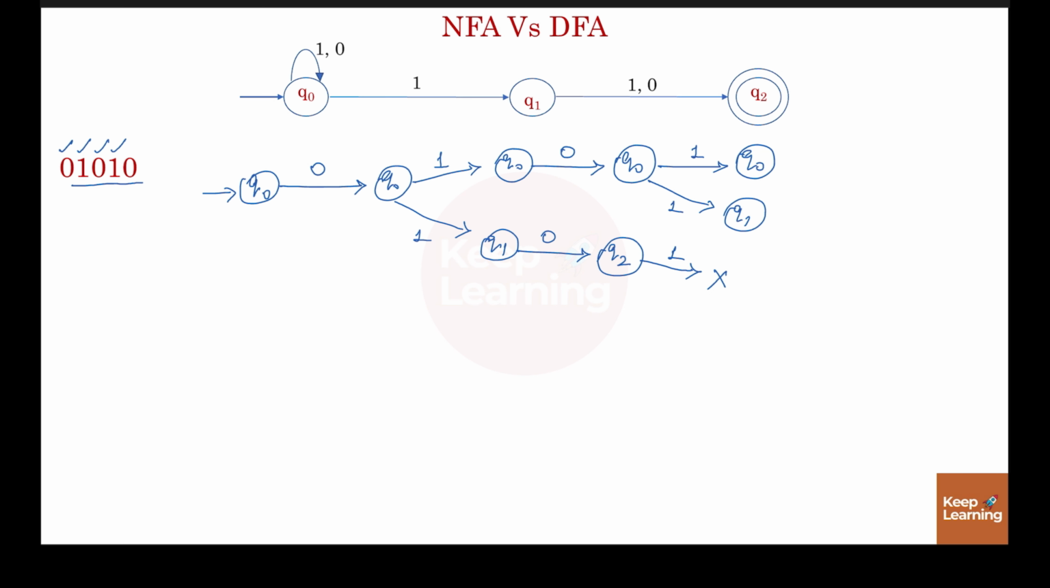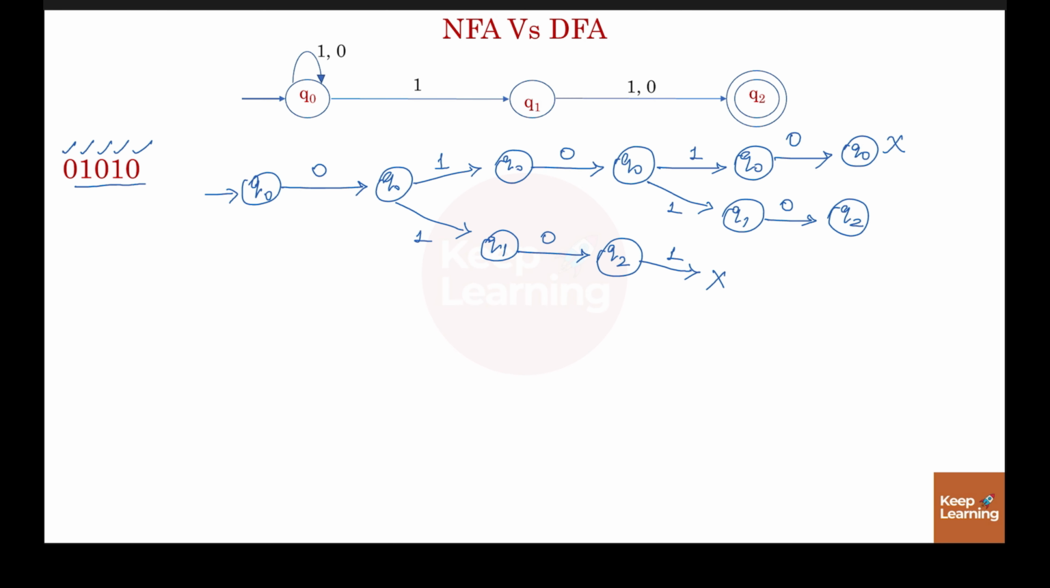Now from Q0 by taking 0 you can reach Q0 itself, and Q0 is not our final state. It means our string is not accepted yet. Now from Q1 by taking 0 you can reach Q2, and this is your final state. It means your string is accepted. But in an NFA, to identify whether a string is accepted or not, we have to explore all the possible paths. Then only we can say whether a string is accepted or not, which is a time consuming process.